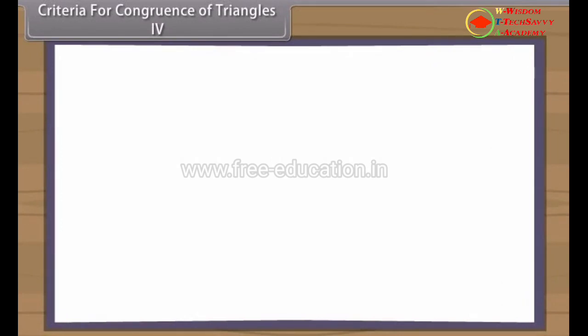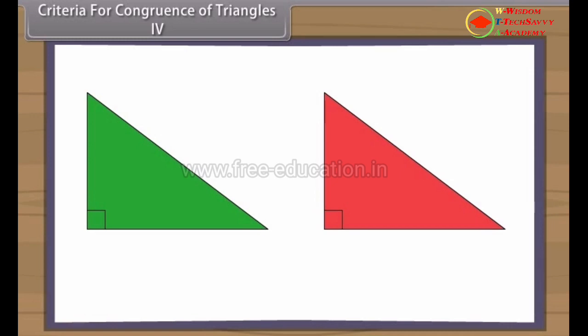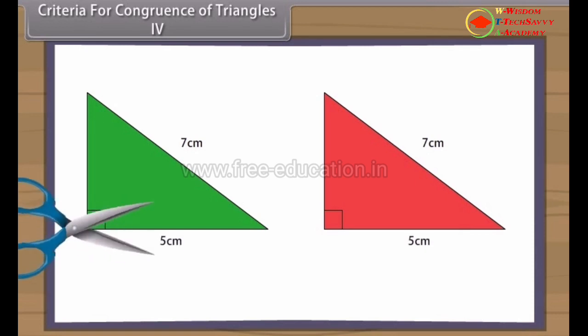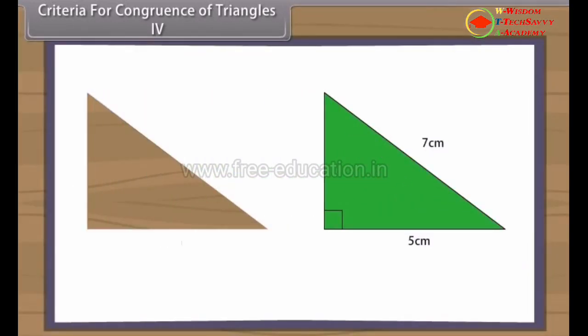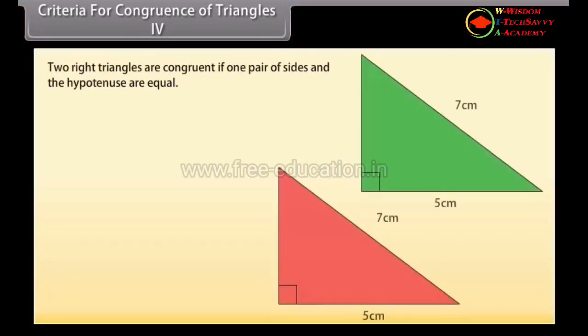Criteria for congruence of triangles 4. Now construct 2 right-angled triangles with hypotenuse equal to 7 cm and one side equal to 5 cm each. Cut them out and place one triangle over the other with equal sides placed on each other. We will observe that the two triangles cover each other completely and so they are congruent. Or we can say that two right triangles are congruent if one pair of sides and the hypotenuse are equal.